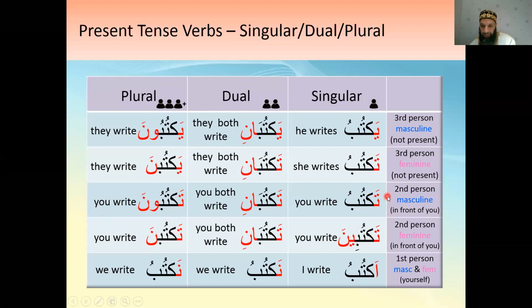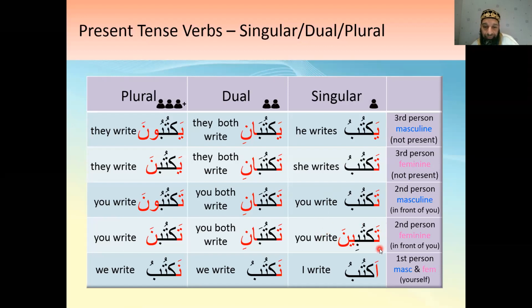Look, the second person all start with ta. Look, taktubu, taktubu, taktubuna, taktubina, taktubani, taktubna. So the second person all start off with ta. And the third person masculine all start off with ya. So it's a tricky table. I'll do the recording inshallah and I'll repeat it, yeah, about 5 times inshallah. Right, you're going to need to repeat this one because this is the last of the tables we have to learn, and it's a tricky one.